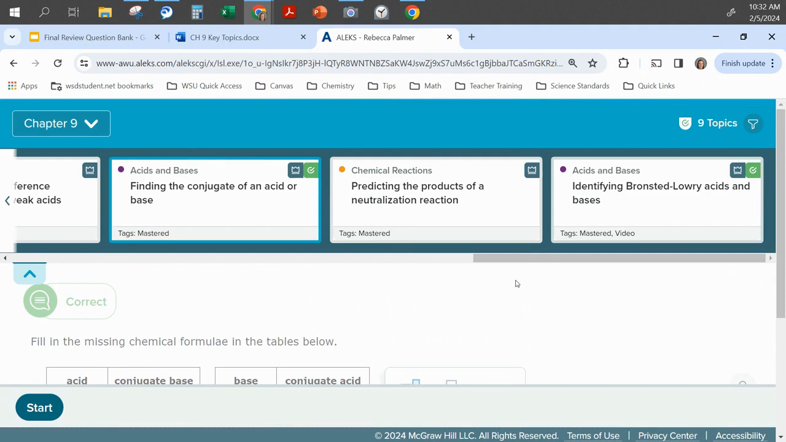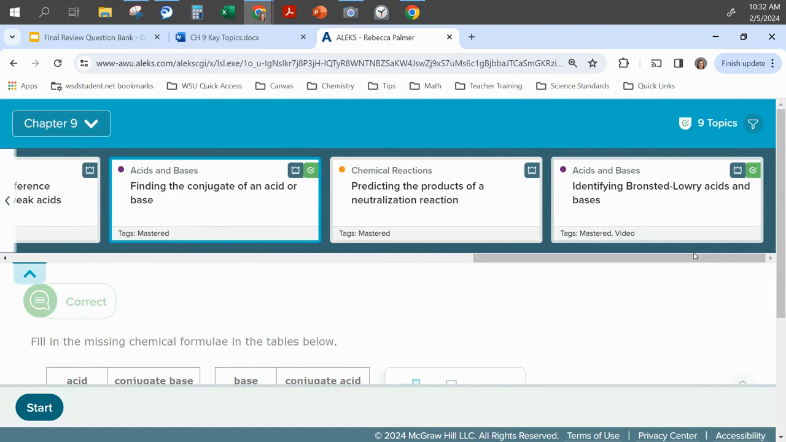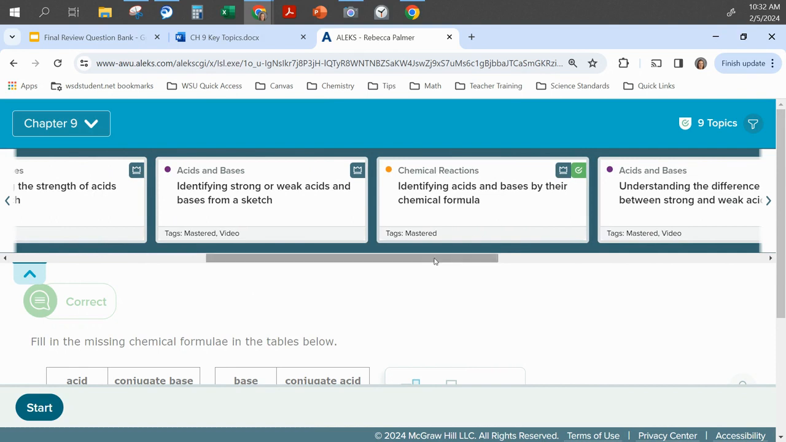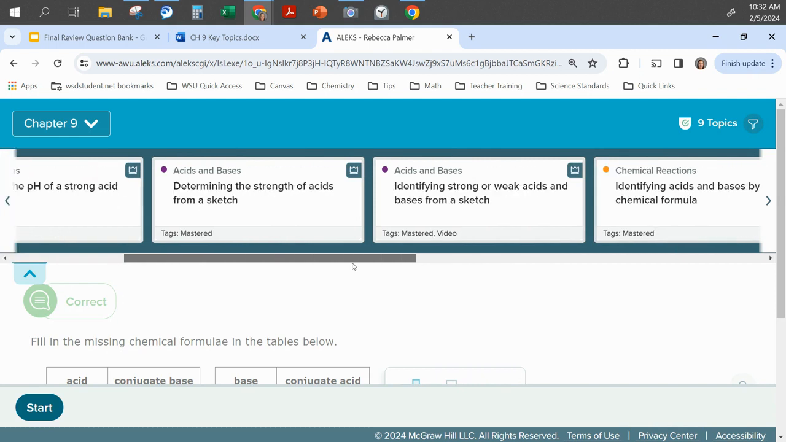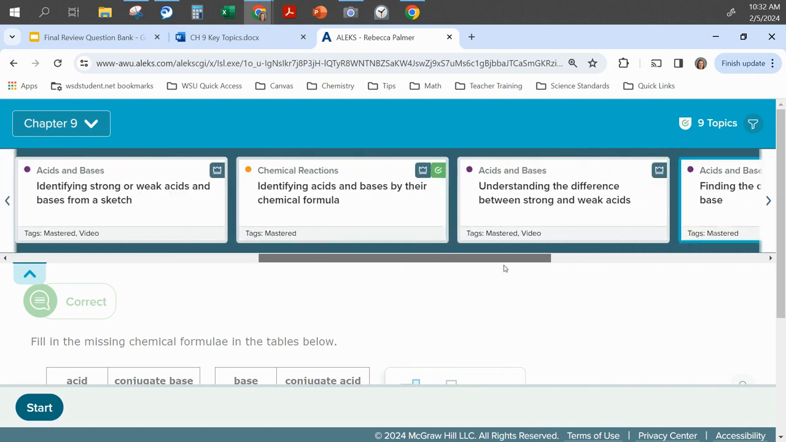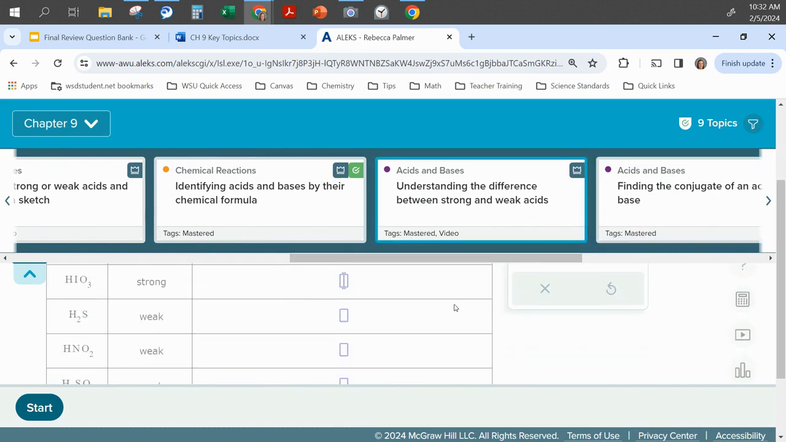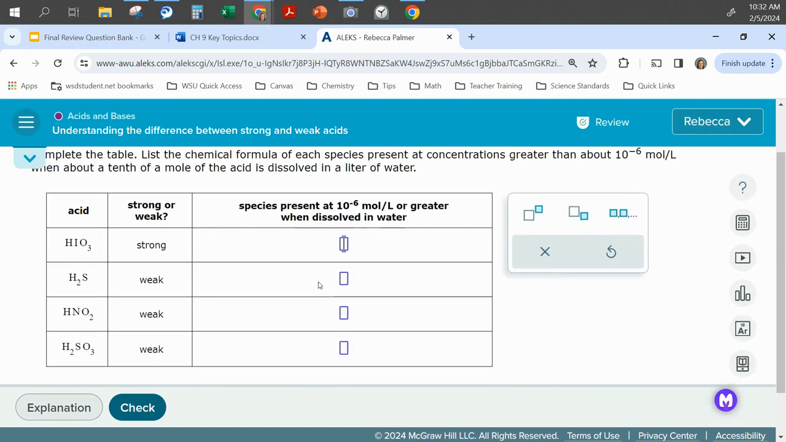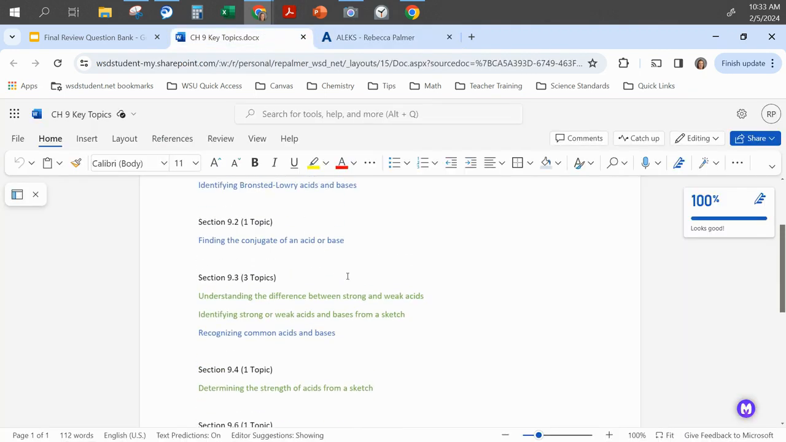So let's do, maybe you can't do this one. Can you do recognizing? Is that even on here? Recognize. Look at that one. Maybe it's not in there. What's this one? You're right.